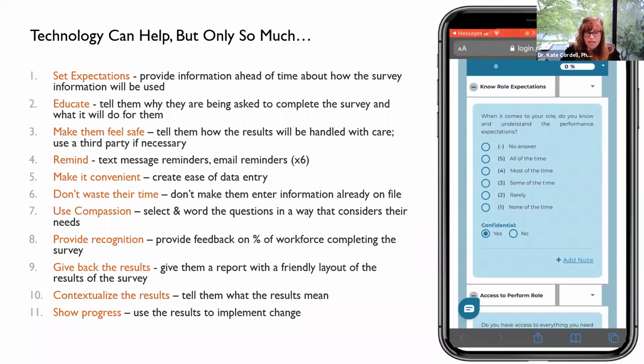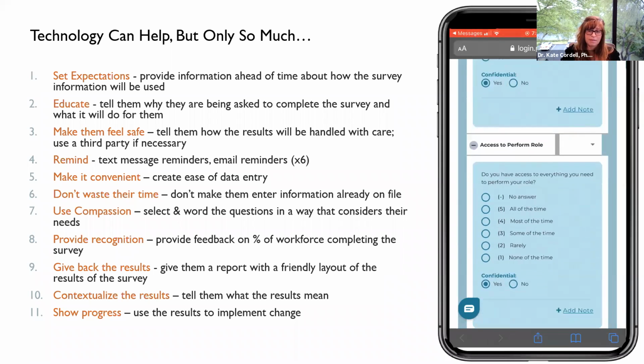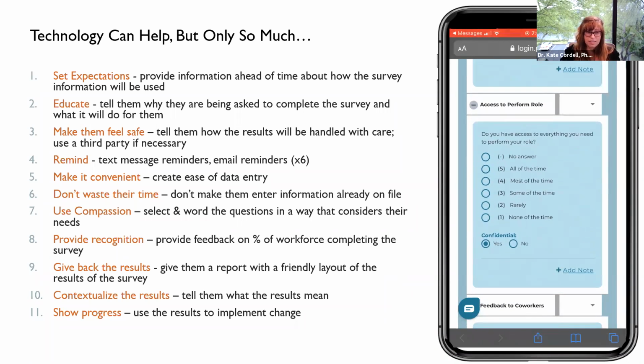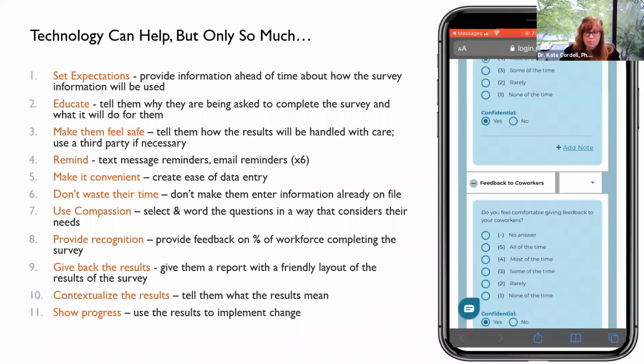But you want to make it convenient. You don't want to waste their time. Don't make them enter their information. Don't ask them how old they are. You already know that. Just ask them the pertinent questions.